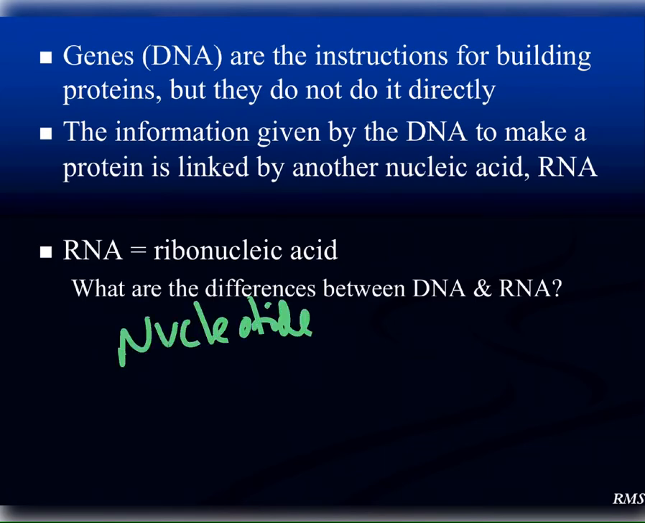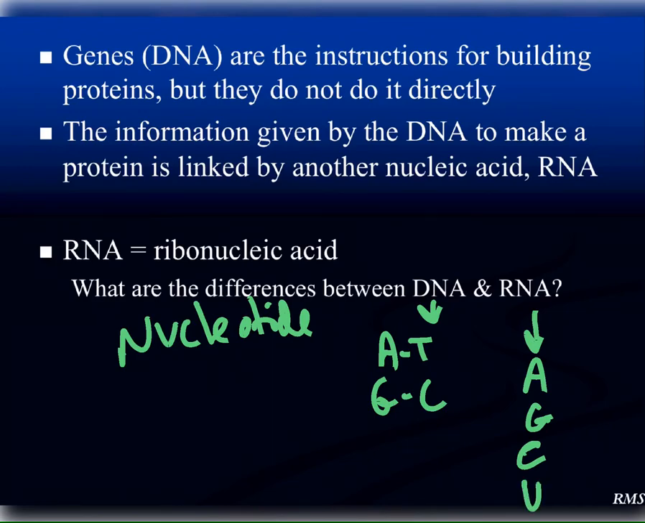The third difference is there's actually a different nucleotide. So remember, DNA and RNA are nucleic acids, and nucleic acids are built out of nucleotides. So in DNA, you have adenine, thymine, guanine, and cytosine. In RNA, there is adenine, there is guanine, there is cytosine, but there is no thymine. There is a different one instead called uracil. So U and T are different. So U in RNA for uracil, T in DNA for thymine. So different sugar, different nucleotide, different structure.